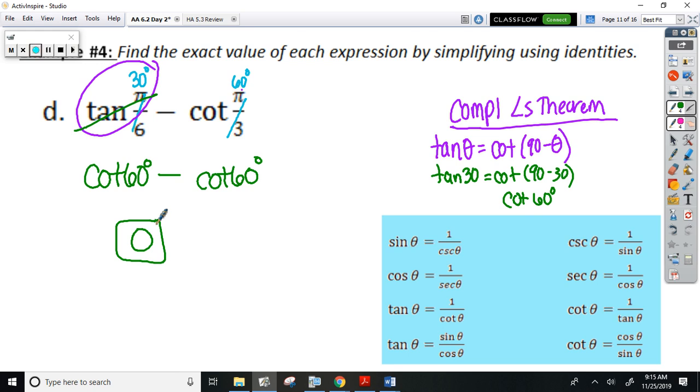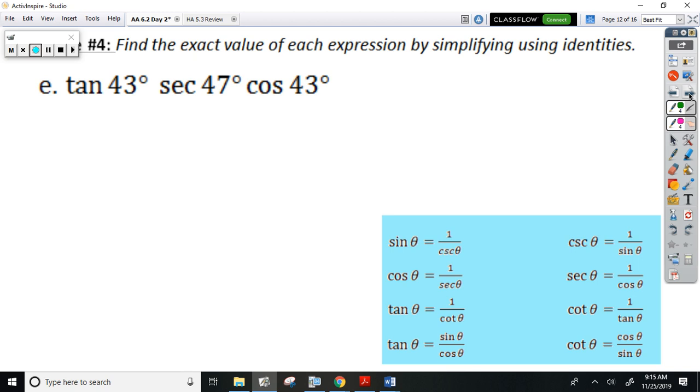Okay. Next one has 3 things. Notice 2 of them have the same number and 1 of them doesn't. So I would highly suggest that you leave the 43s alone and we change this one, because then you don't have to change 2 things, you only have to change 1 to start out. So secant of 47 will be equal to what? Of 43. Look at your formula sheet.